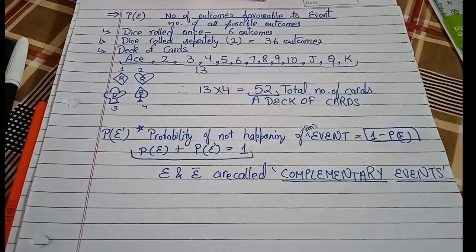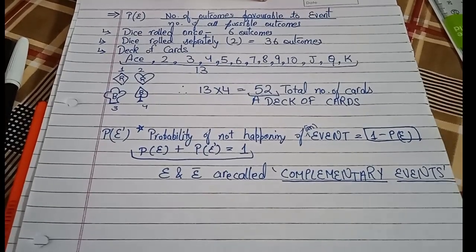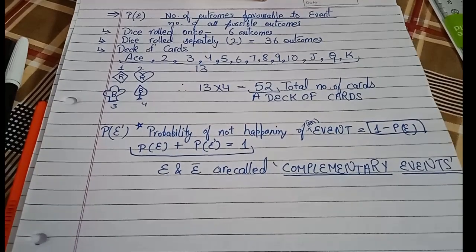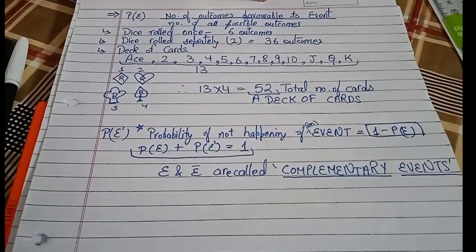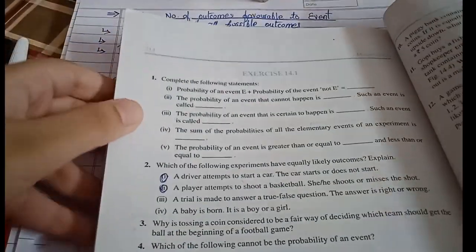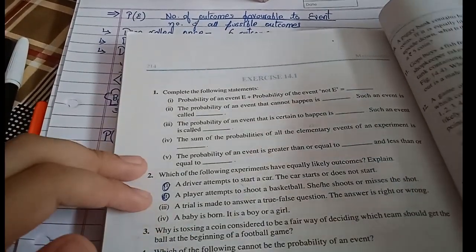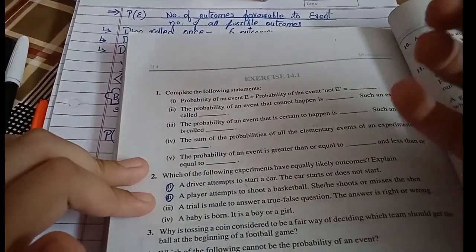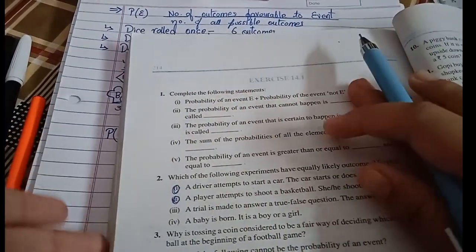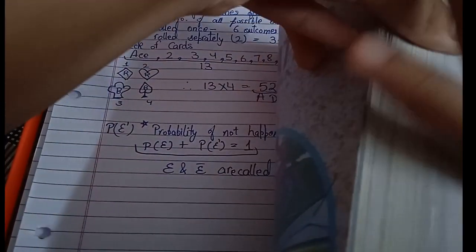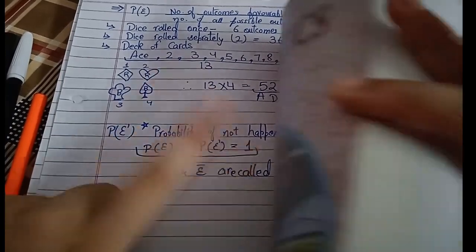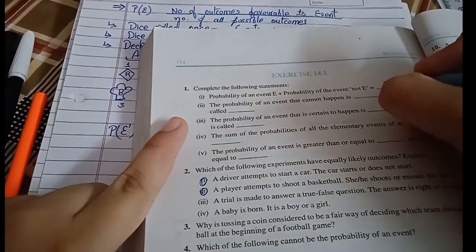Now let us start with exercise 14.1, because if we do more questions, we will be able to understand the concepts more easily. So let me get the book here so we can go through the questions. First, let us quickly discuss the fill-ups. Probability of an event plus probability of the event not happening. So here it is a formula, that is probability of event plus probability of event not happening is equal to 1. So you can just write here 1.